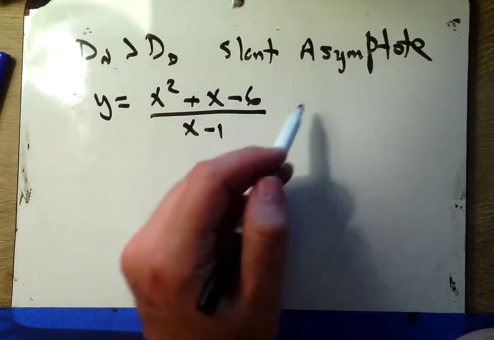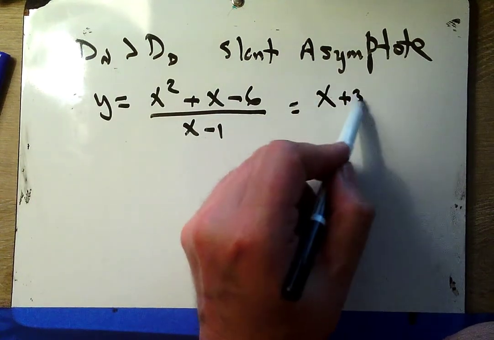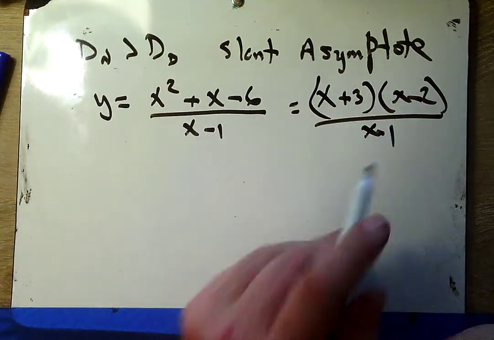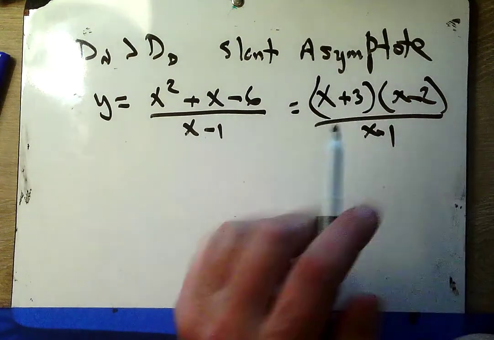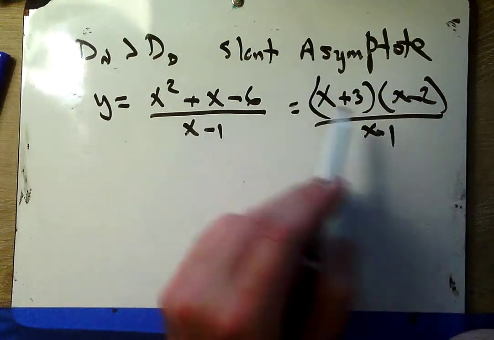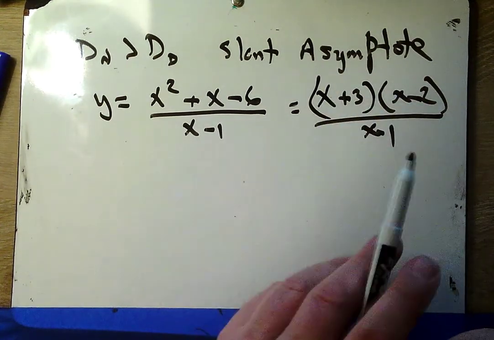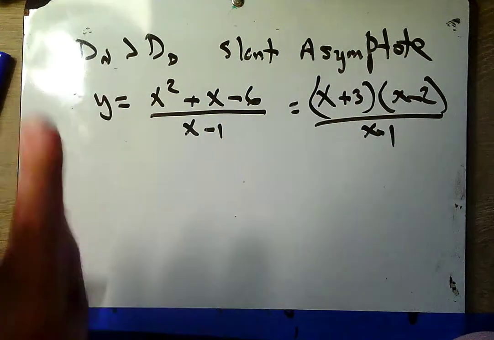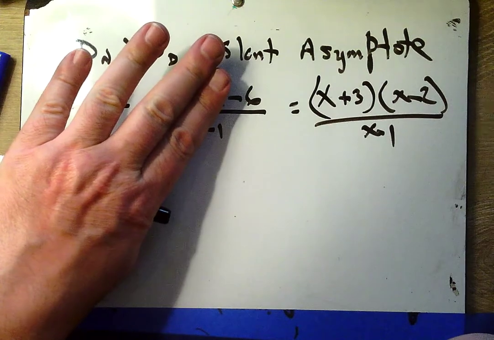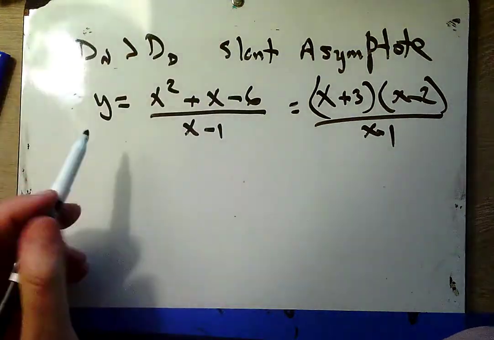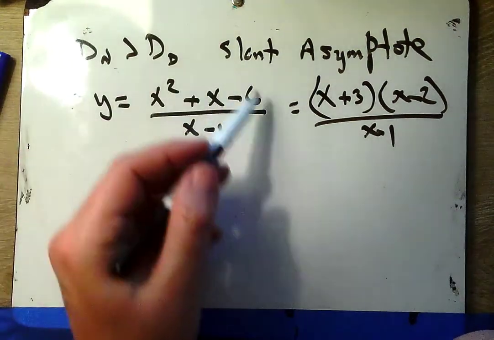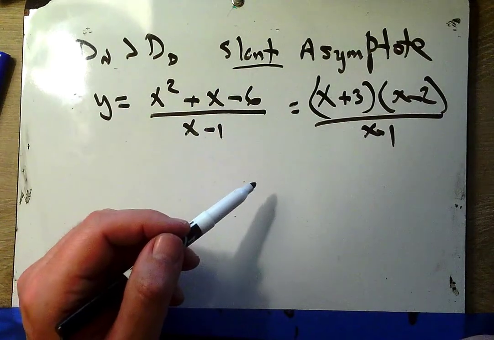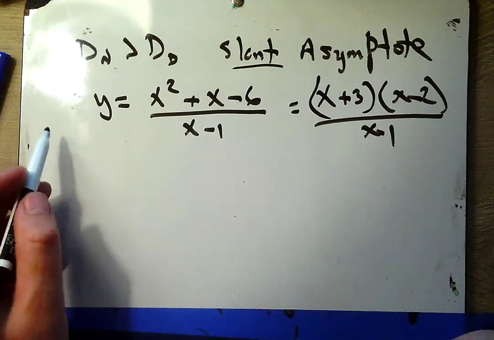Now, up here, I can factor x plus 3, x minus 2, and on the bottom, x minus 1. So I like this, the factored approach, for finding the x-intercepts and the vertical asymptote. Finding the y-intercept, yeah, I like this better, because all I have to do is say negative 6 over negative 1, or 6. I will, though, need to be looking at this one to figure out what my slant asymptote is. Before we get to the slant asymptote, let's find those other things.